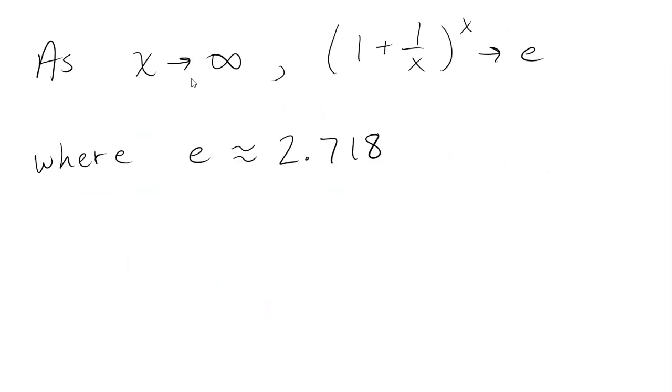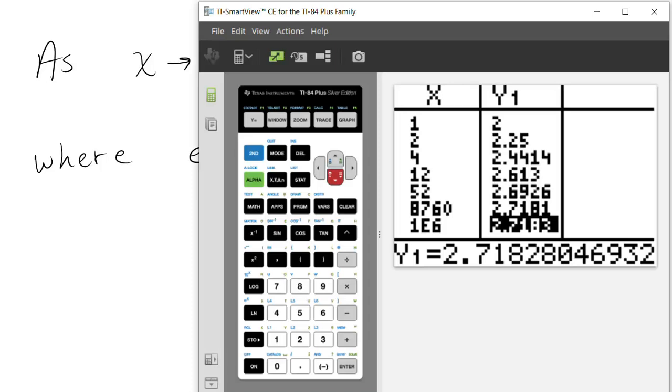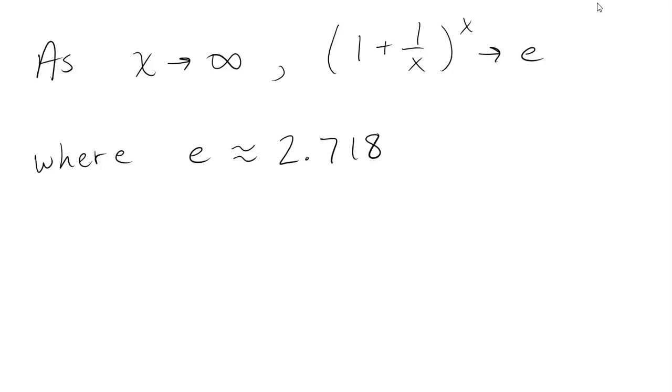We say that as x goes to infinity, (1 + 1/x)^x approaches this number e, and as we saw in the calculator, it's around 2.718. That's a pretty good estimate. When I think of the value of e, I think of about 2.7, the same way that we estimate pi. When you think of pi, you probably think of around 3.14.